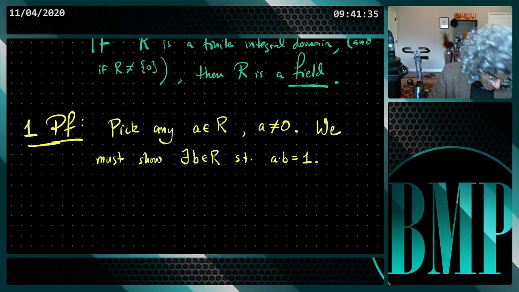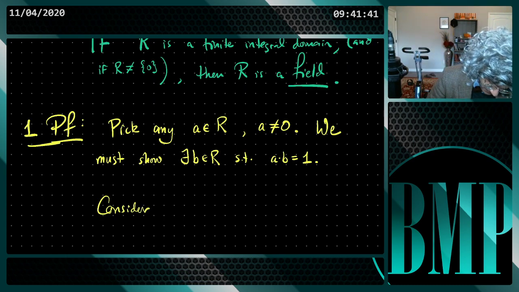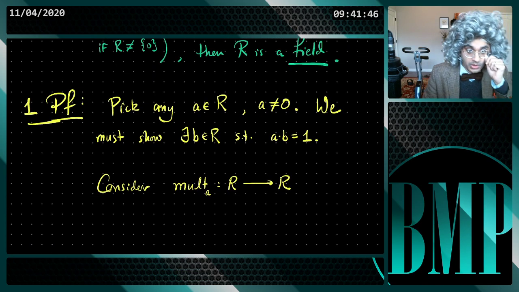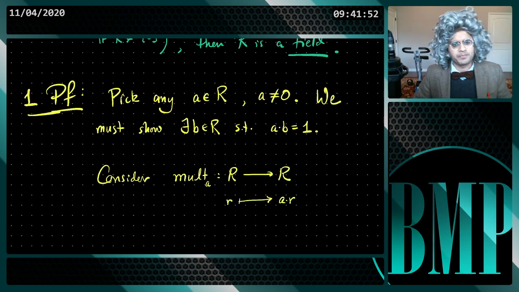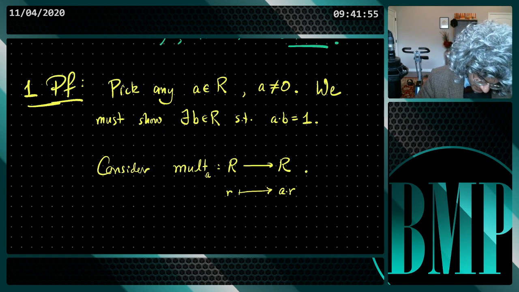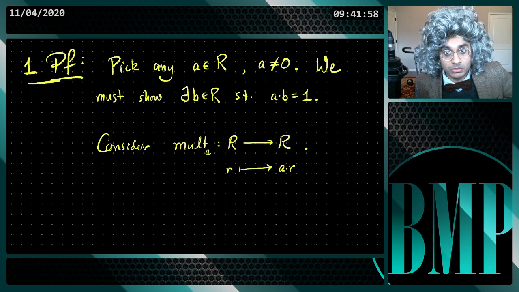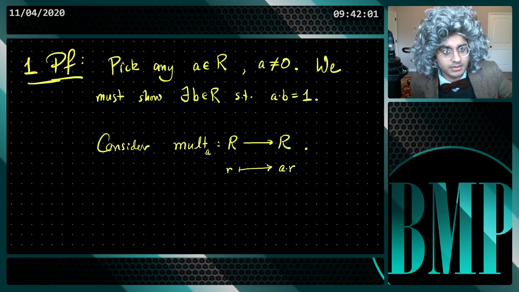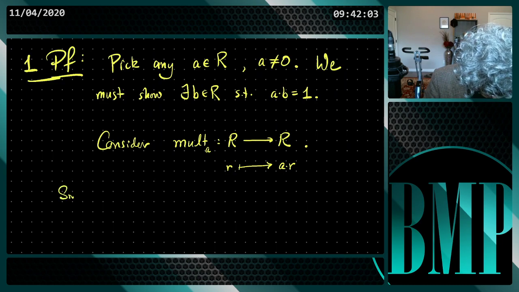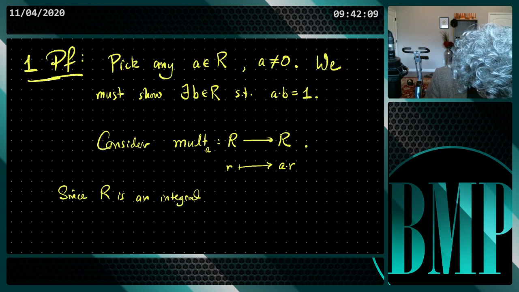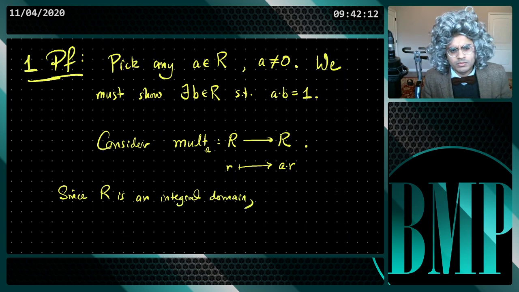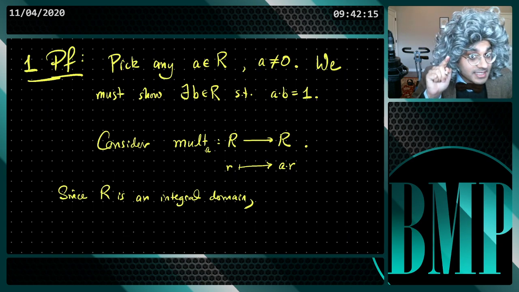So how do you do this? Consider the multiplication by A map, which sends any element R to A times R. Now, by the definition of integral domain, multiplication by A is injective.